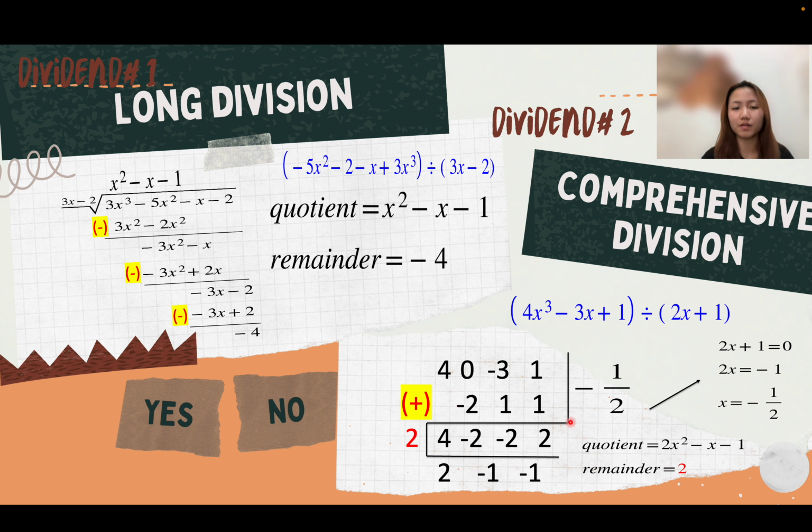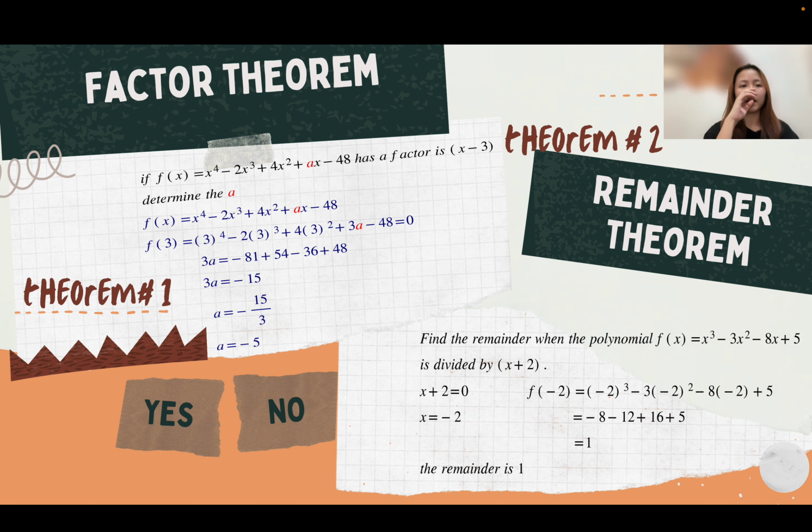And how you find out this number is you let this one equal to 0, and then you find out x is equal to what number. x is equal to negative 1 divided by 2.